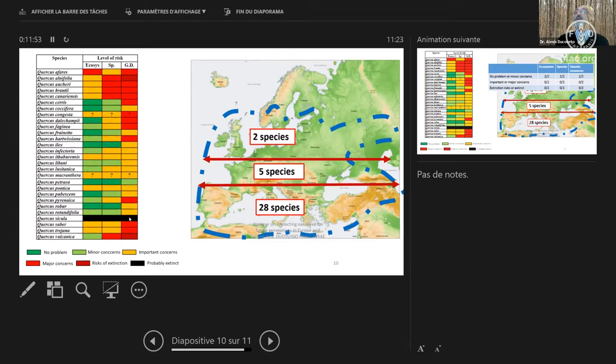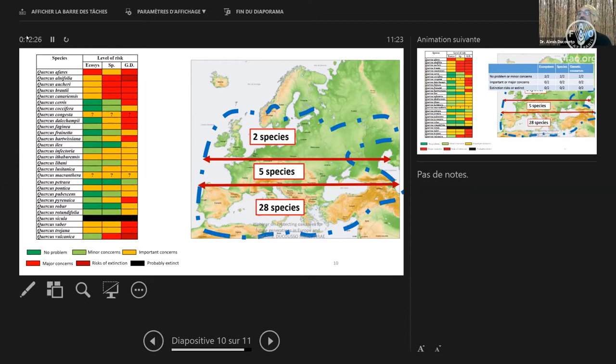For example, Quercus afares, the first species at the top of this table, is threatened at ecosystem level due to overgrazing, fire, and feed wool, and also for genetic diversity because only 700 individuals remain. For example, Quercus petraea is okay for ecosystem at the spatial level, but it is also threatened for genetic diversity.